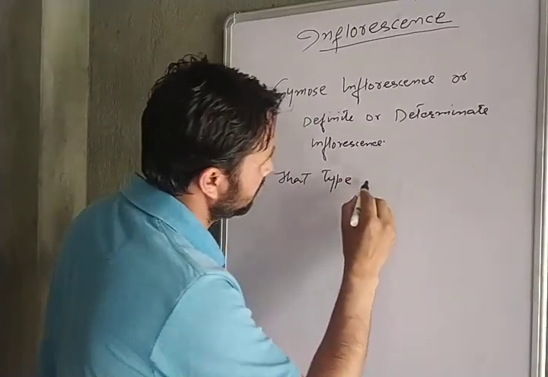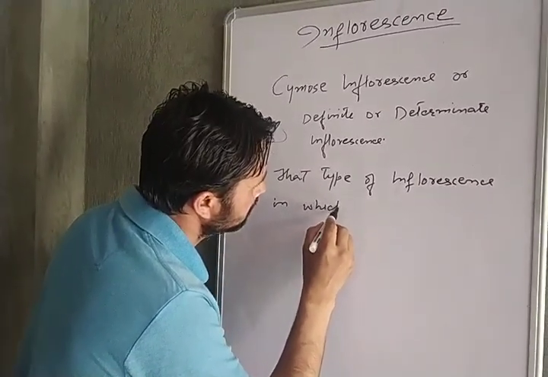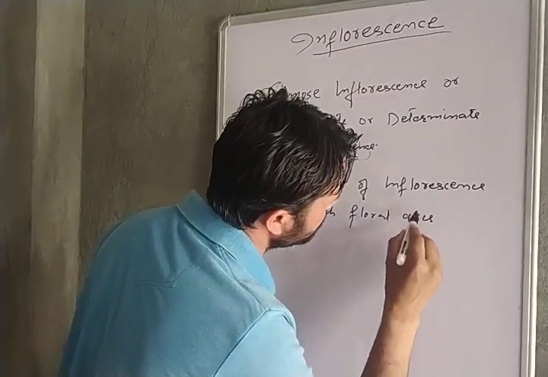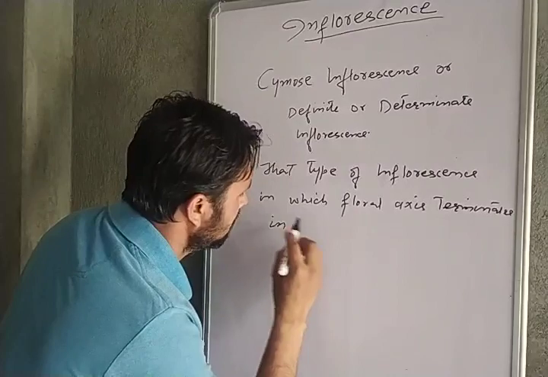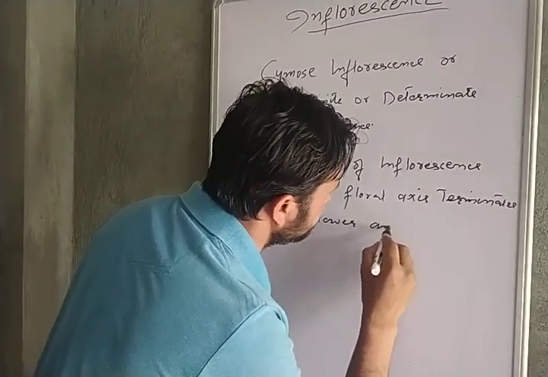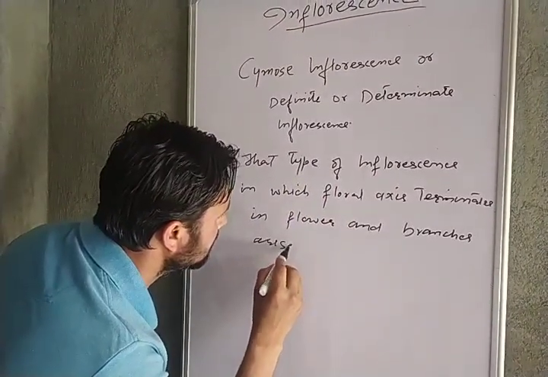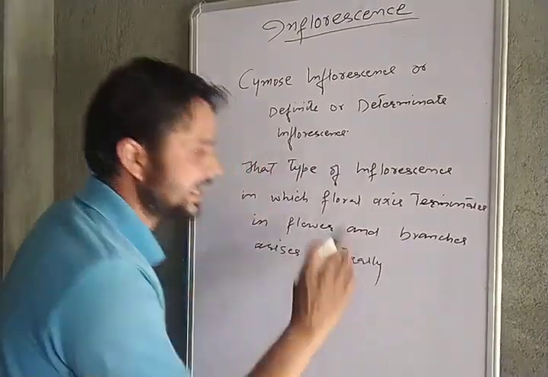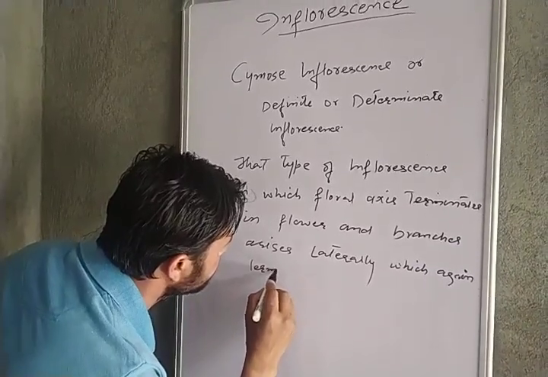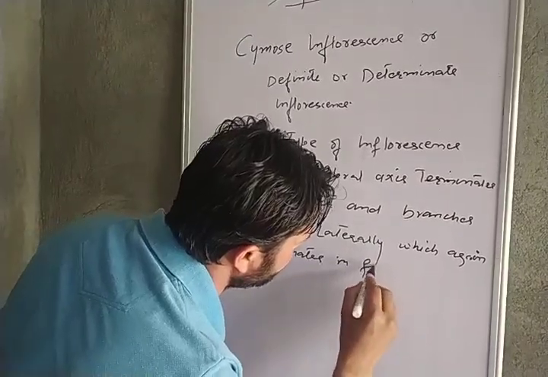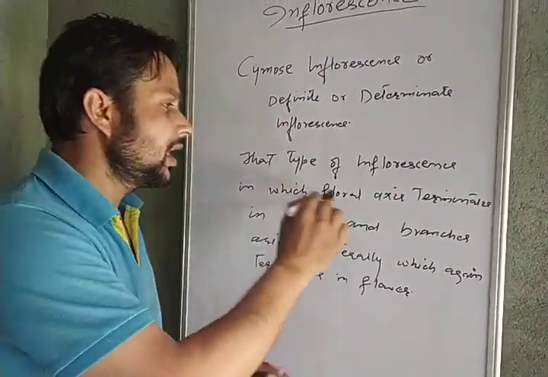If we write, we can say that it is the type of inflorescence in which the floral axis terminates or condenses into a flower, and branches arise laterally, which again terminate into a flower, and this process continues.